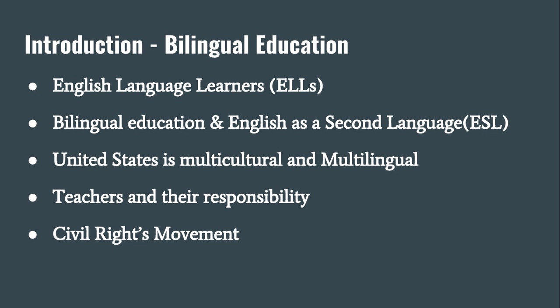An introduction to bilingual education is that it is for English language learners, who are students with varying levels of English language proficiency who do not speak English. There are two main types of education for them: bilingual education, where all content is taught in their native language as well as English, and English as a second language, where the English language learners learn all aspects of English grammar, vocabulary, and pronunciation.